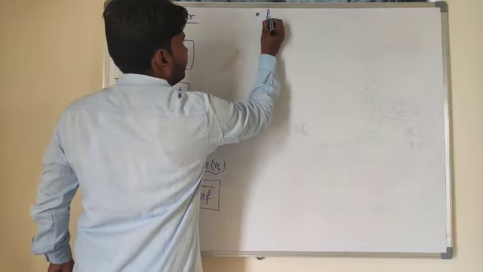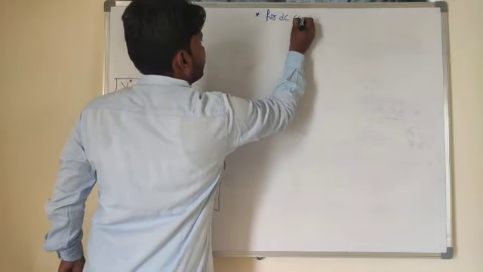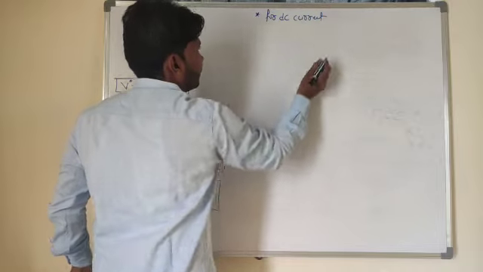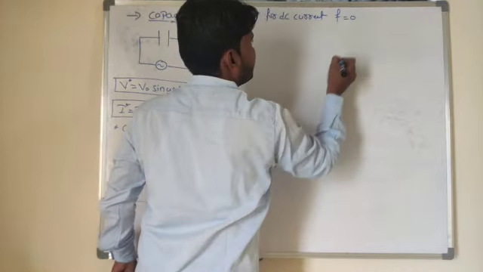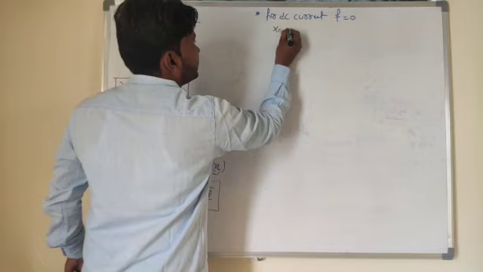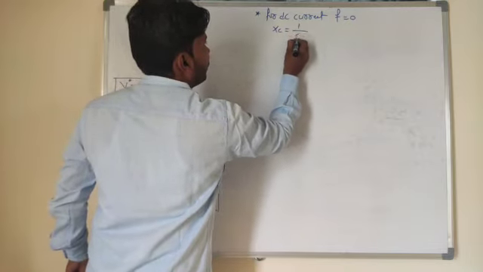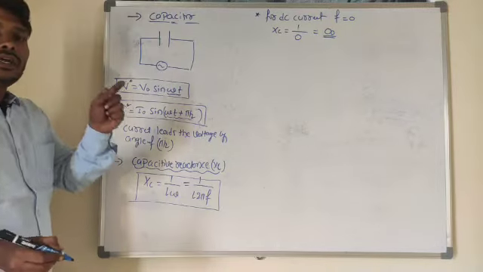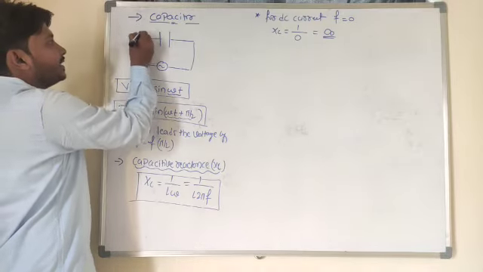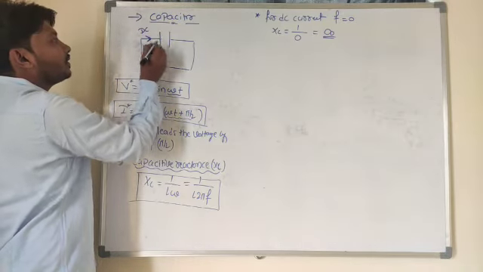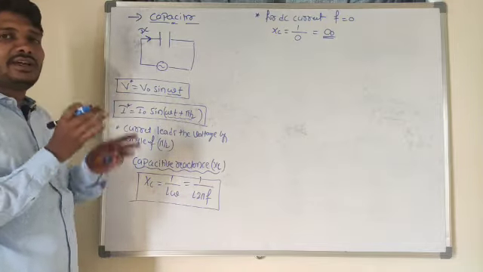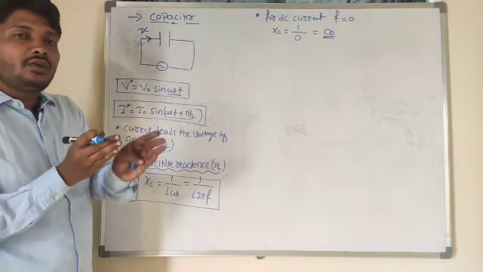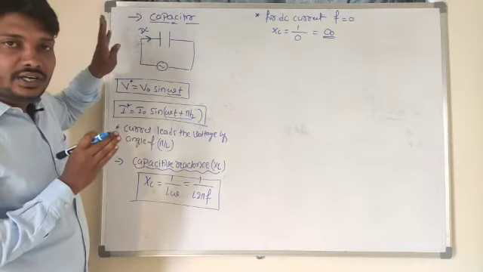So for DC current, what is the frequency here? Frequency is 0. So X of C is equal to what? 1 by 0 here. 1 by 0 means what? Infinite. So it means that capacitors make infinite opposition to the flow of DC current. So it means the capacitor won't allow DC current here. Did you get my point?